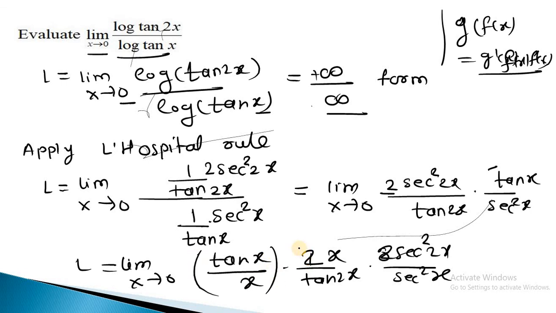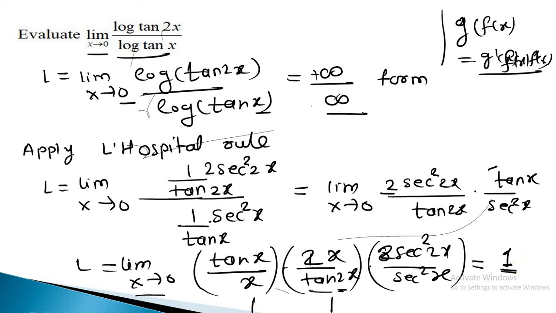Now we can separate this limit over multiplication. So limit as x tends to 0 of tan x upon x is 1. Here also limit as x tends to 0 of x upon tan x, or with theta as 2x, tan 2x upon 2x, so the value of this limit is 1, and this limit is 1. And sec 0 is 1, so sec square 2x is 1. So the value of this limit is 1.